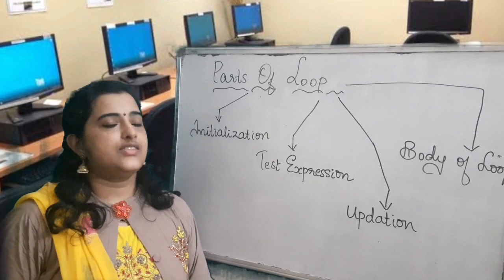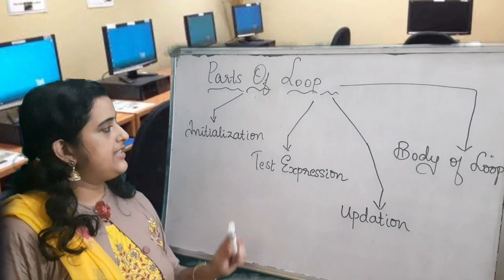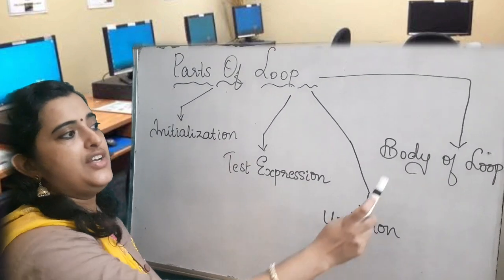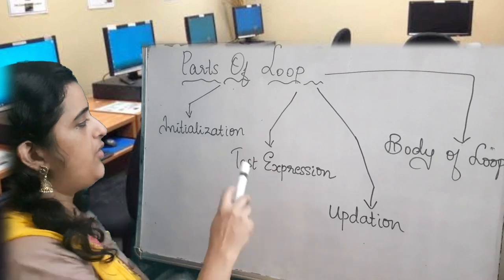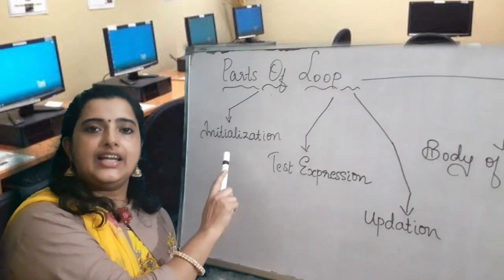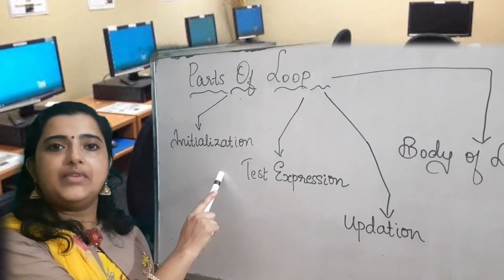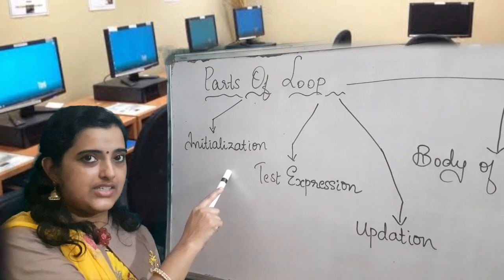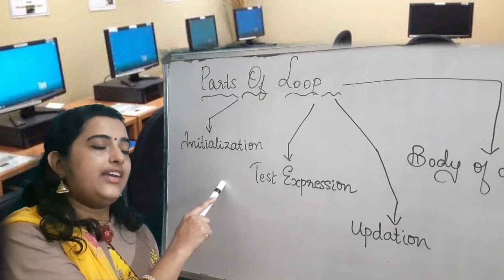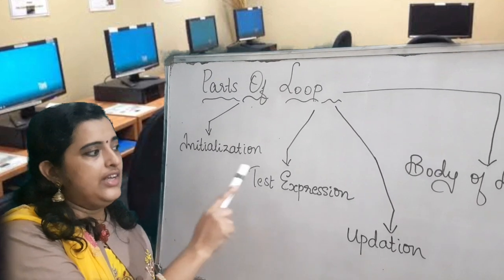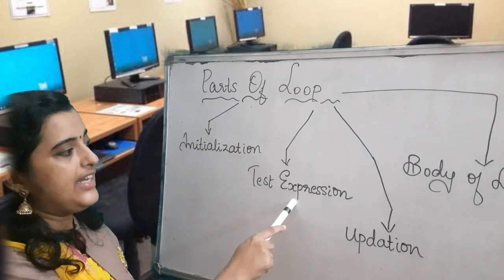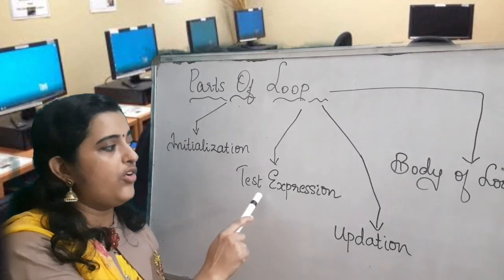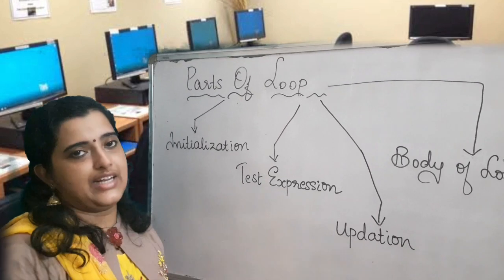Every loop statement consists of four parts. That is initialization part, test expression, updation and body of the loop. Initialization means assigning a starting value to the loop variable. Test expression is the condition which decides whether the loop will execute or not, which means this will always be a Boolean expression.